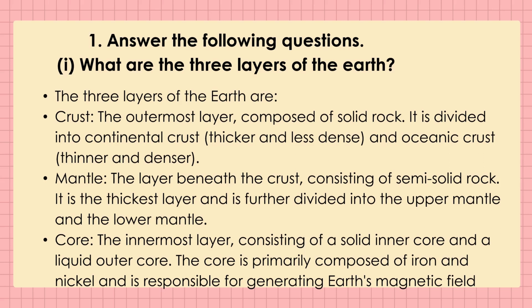Then mantle, the layer beneath the crust consisting of semi-solid rock. It is the thickest layer and is further divided into the upper mantle and the lower mantle. The last one is core, the innermost layer consisting of a solid inner core and a liquid outer core. The core is primarily composed of iron and nickel and is responsible for generating Earth's magnetic field.